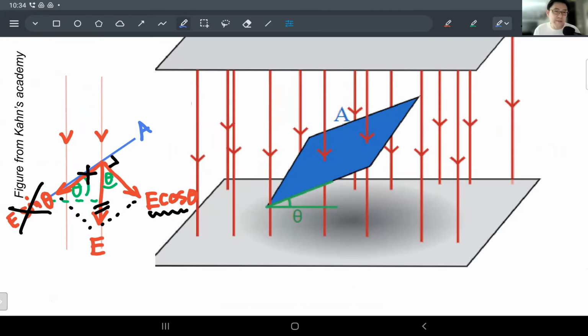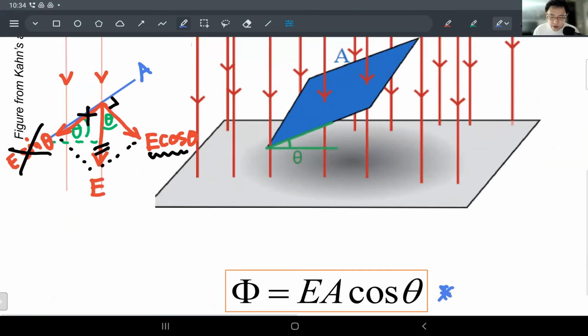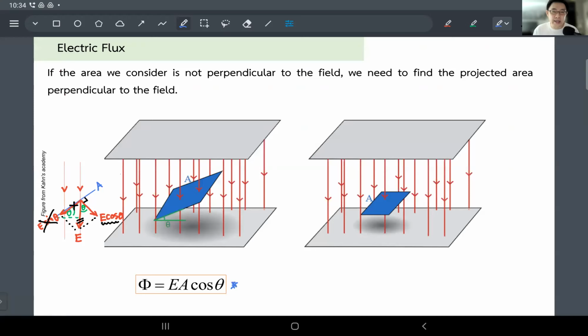Okay. But now here comes the trick. This trick goes a very long way back in your history of physics. You remember, is there anything that you needed to do something like this before with this kind of formula? Does it look familiar to you? Like E times A cosine theta. There was something there. Remember the work done again? The work done was just F times S cosine theta. That looks very familiar, yeah?